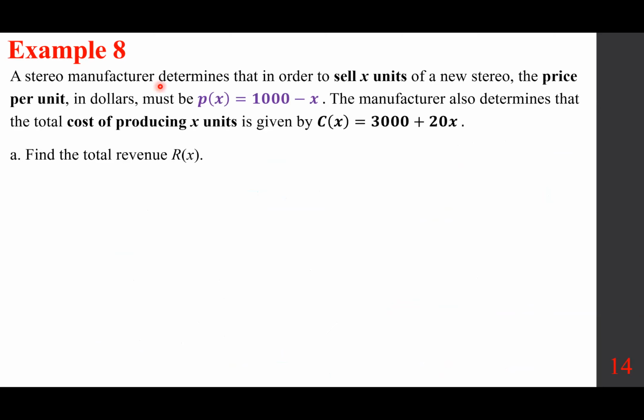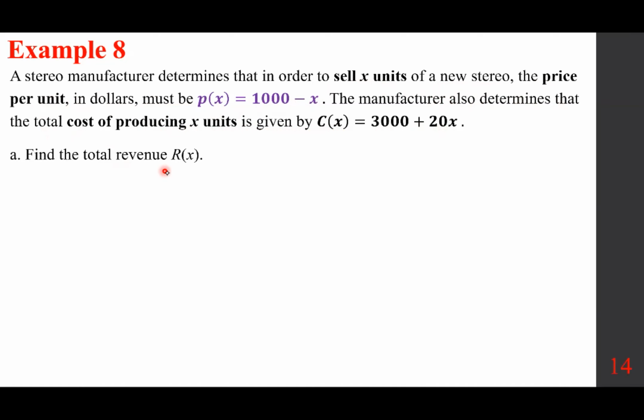A stereo manufacturer determines that in order to sell X units of a new stereo, the price per unit is supposed to be 1,000 minus X. The manufacturer also determines that the total cost of producing X units is given by C of X is 3,000 plus 20X. We want to find the total revenue.